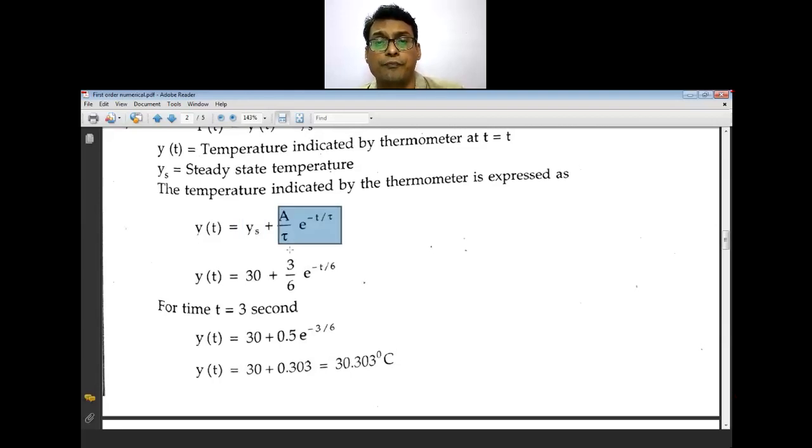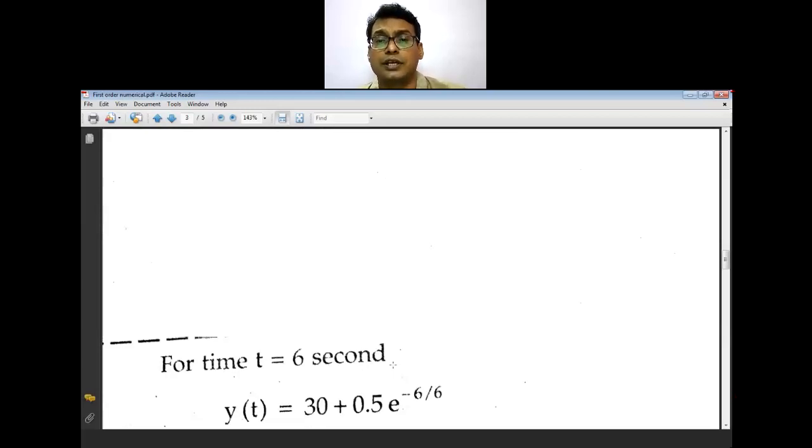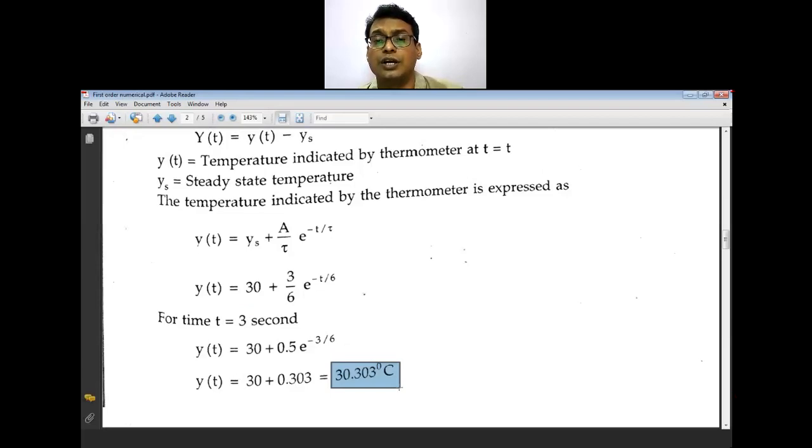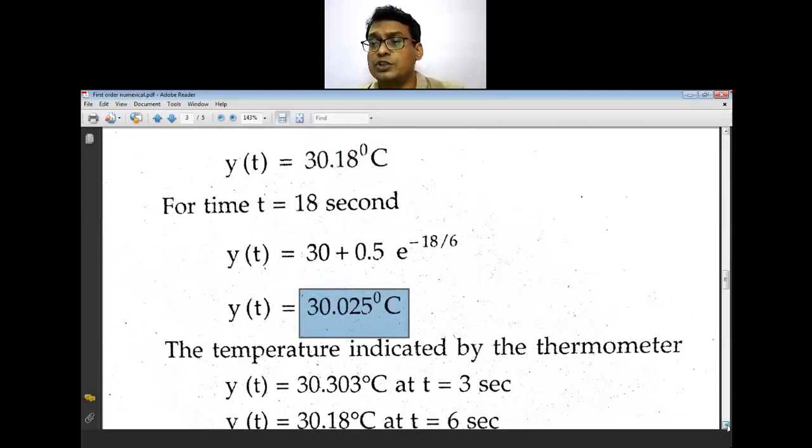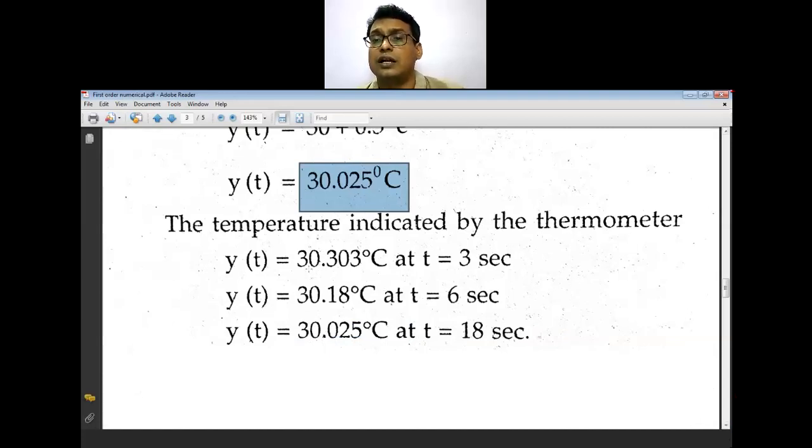So y(t) equal to ys plus A upon tau e raised to minus t upon tau. You can substitute the value of A, that is 3 degrees Celsius, and the time constant as 6. So for time t equal to 3, I can note down the temperature that comes as 30.303. Then 30.18, and then after 18 seconds it comes as 30.025. So you can note the time constant is 6 in this case. Initially at 3 seconds it has increased.